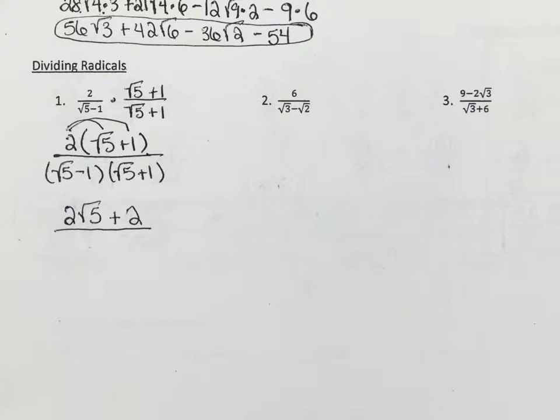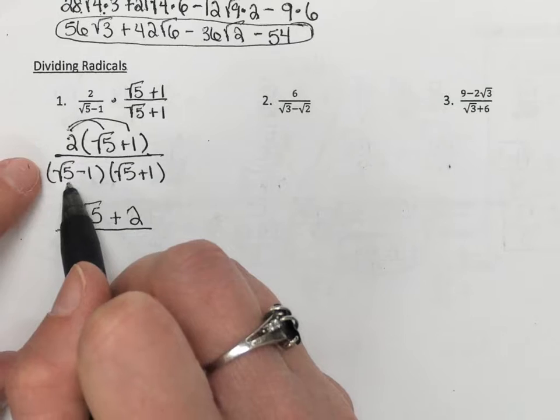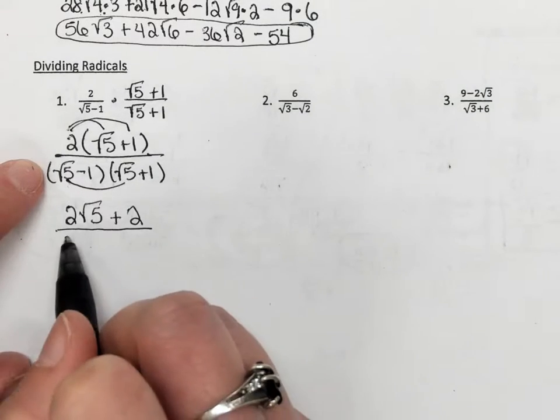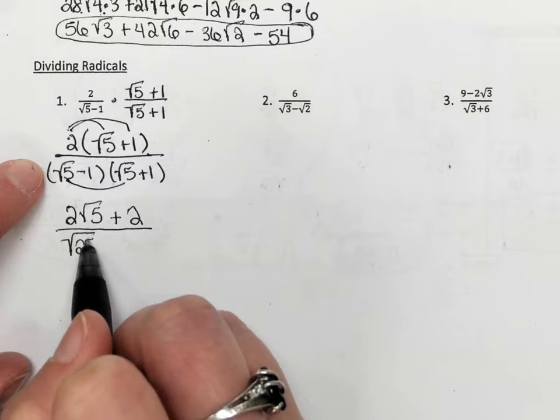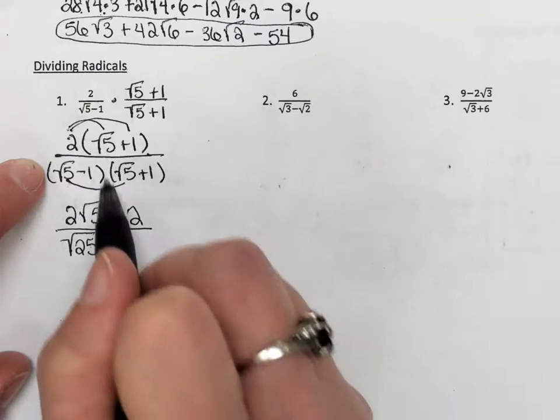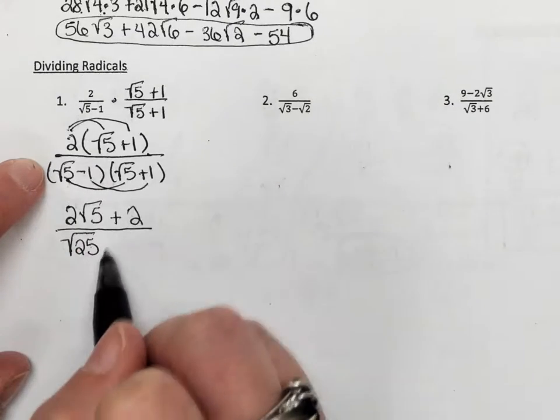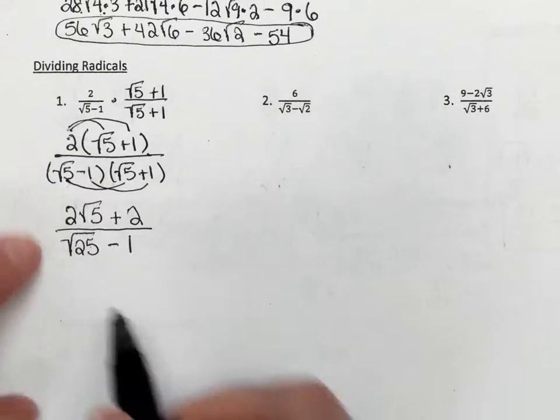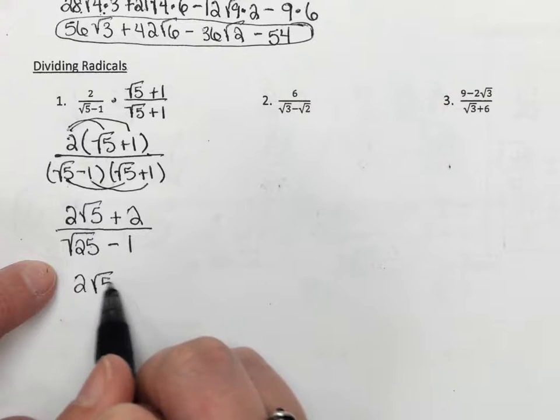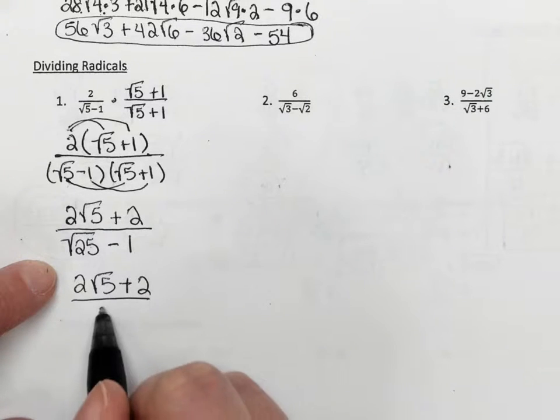What was the beautiful thing about conjugates? It's like the middle 2 cancel out, so you only do first and last. Perfect, Gracie. The middle 2 cancel out. The outer and the inner cancel out. So you only have to multiply the first, which is square root of 5 times square root of 5, which is square root of 25. And the last, negative 1 times positive 1, is negative 1. So square root of 25 is 5 minus 1.